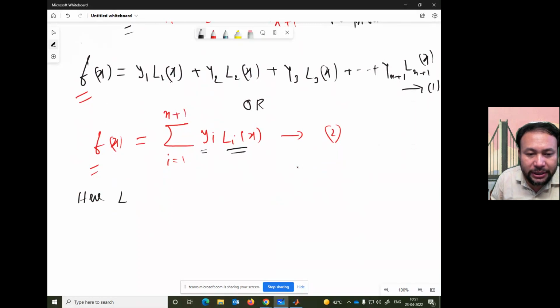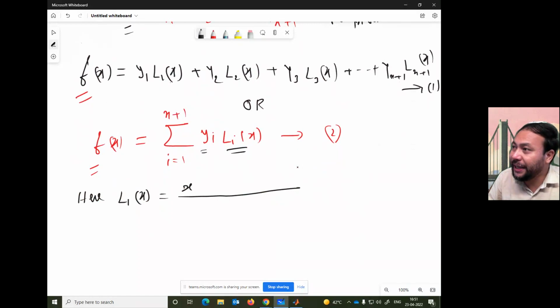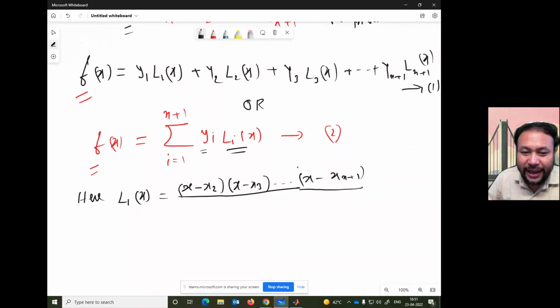Here, let us try to work out what L1 of x is. Now, if I write L1 of x, please be careful. It is very important here. This is the x, meaning the point of interpolation. x minus x2. Be careful here, I didn't start from x1. I start from x minus x2, into x minus x3, up to x minus x n plus 1 points. Since this is L1 in the numerator, there is no x1. So this is the algorithm we have to develop for the Lagrange's interpolation formula.